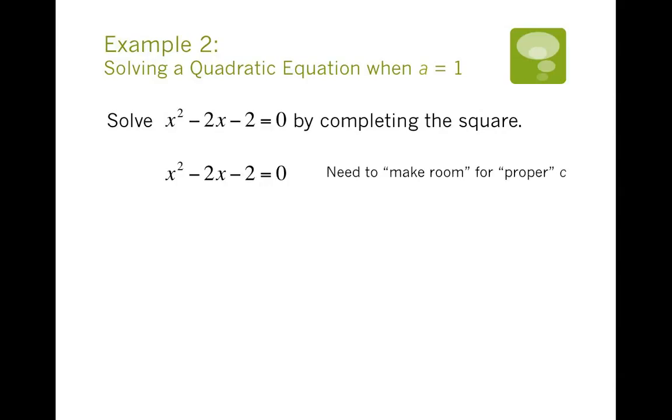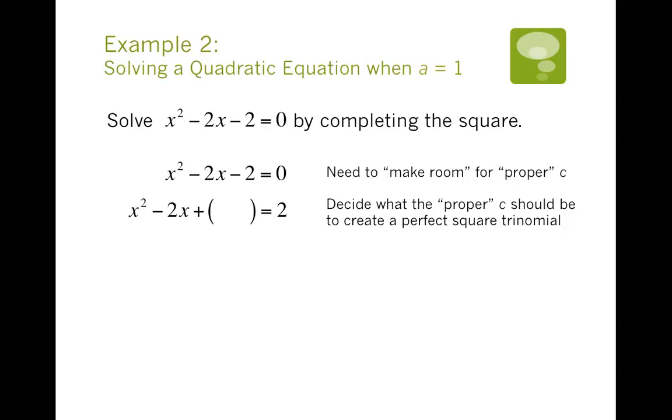And we're going to make it work by making room for a proper c. In other words, we're going to move that minus 2 out of there so that we have room to put in whatever the number should be. So that means adding the 2 to both sides and then leaving a space there for whatever c should be. Now we're going to go through the process of actually figuring out the c, just like we were doing in our previous examples.